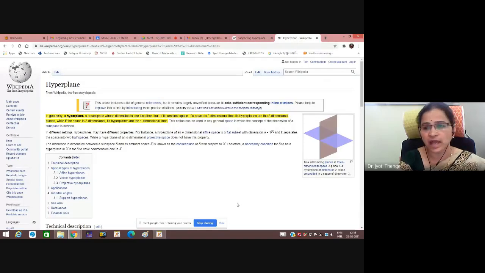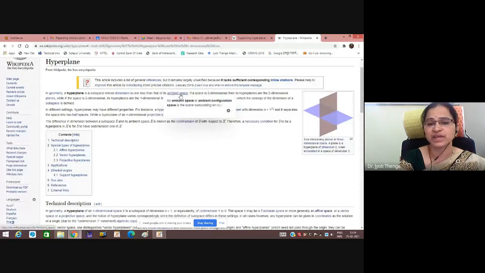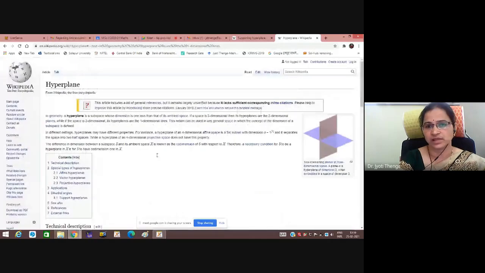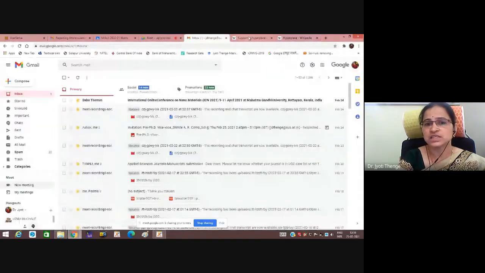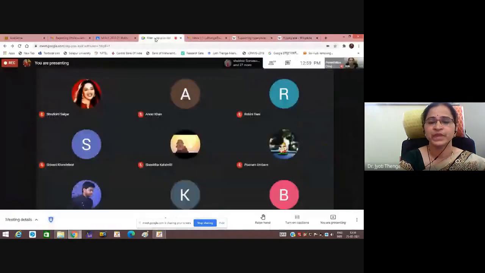Okay, here is a hyperplane definition. According to this definition, a hyperplane is a subspace whose dimension is one less than that of the ambient space, that is, the given space. If a space is 3-dimensional, a hyperplane is a 2-dimensional plane. If the space is 2-dimensional, hyperplanes are 1-dimensional lines. I hope the idea of a supporting hyperplane of a convex set is clear to you all. If you have a difficulty, you can ask me.